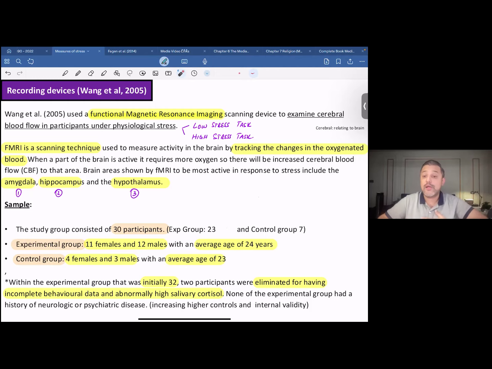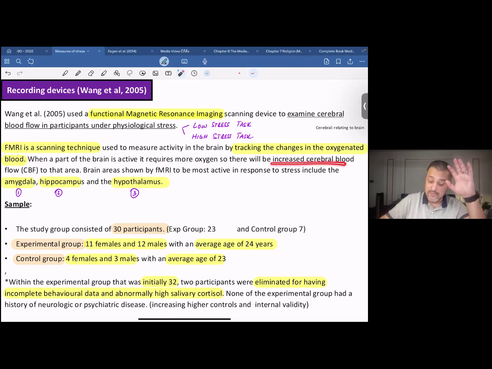So let's begin. We're talking about the study that was conducted by Wang et al. in the year 2005. Wang et al. used fMRI scanning devices to examine cerebral blood flow in participants under physiological stress. fMRI, what is it? It is a scanning technique used to measure activity in the brain by tracking the changes in the oxygenated blood. When a part of the brain is active, it requires more oxygen, so there will be increased cerebral blood flow, like I mentioned earlier. And cerebral blood flow, we'll be referring to this as CBF.